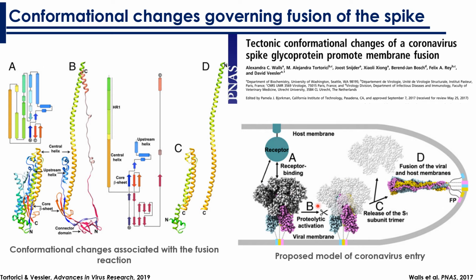And this is the proposed model of coronavirus entry, that the spike protein first interacts with the receptor, and after that a proteolytic activation happens, and once this proteolytic activation happens, this S1 subunit is released, like it is dissociated from the S2 subunit, and once it gets dissociated from the S2 subunit, the S2 subunit gets, in very simple terms, the space so that it can refold its helices, and once it refolds its helices, the viral membrane and the host cell membrane fuse.